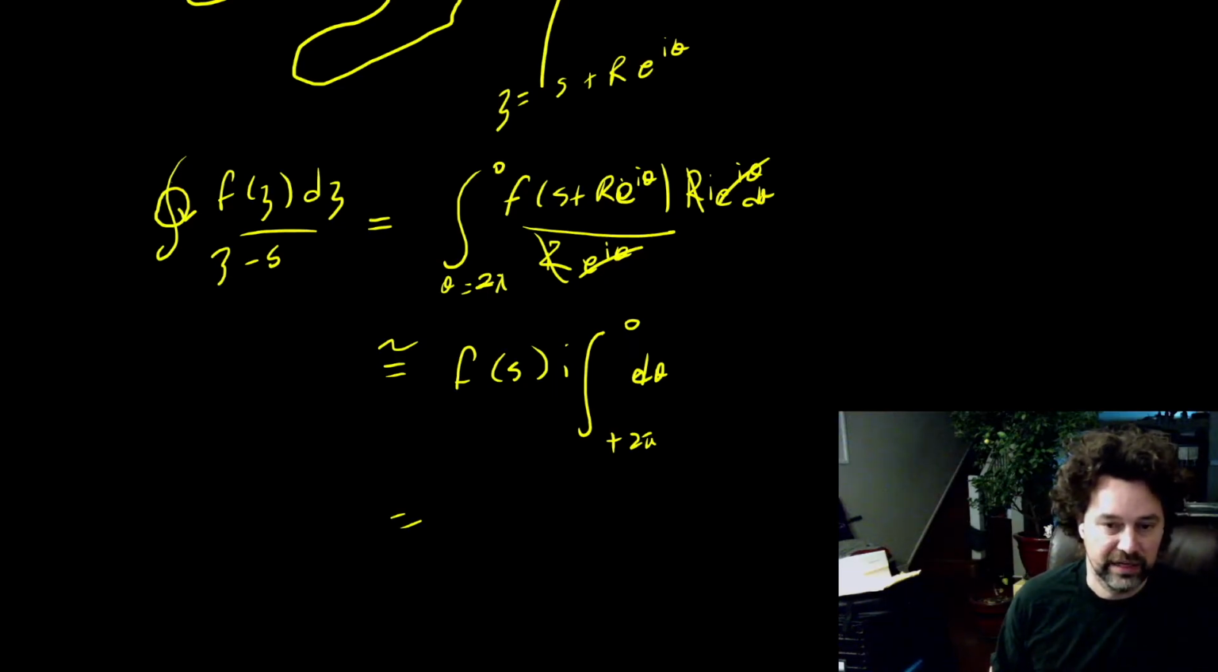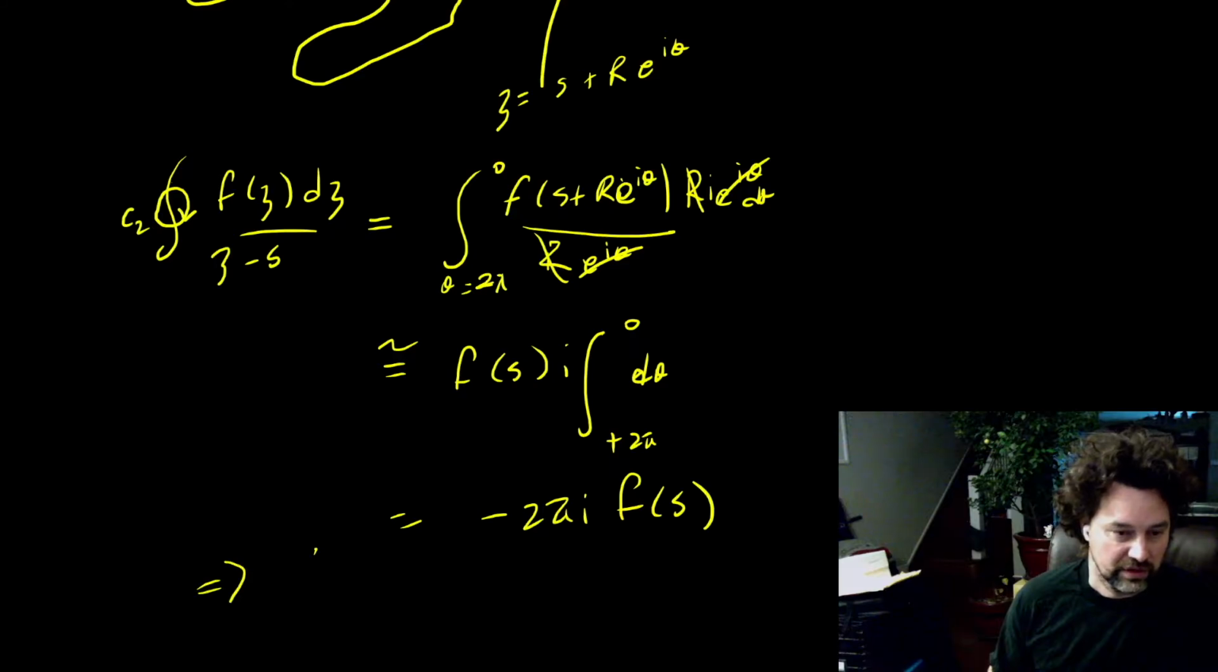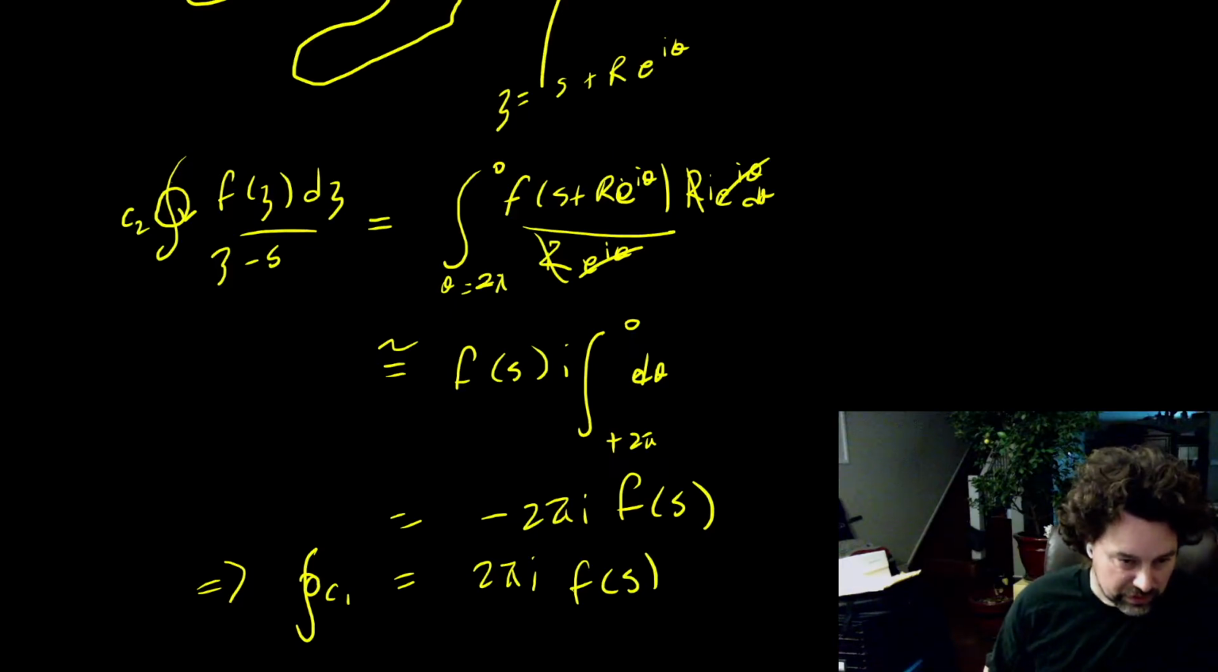And what do we have? We have minus 2 pi i f of s. And had we picked an integral that had the opposite orientation, so this is our integral over C2, our integral over C1 is 2 pi i f of s. That's the integral over C1 of f of z dz over z minus s.